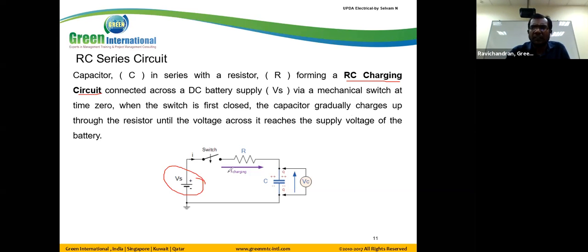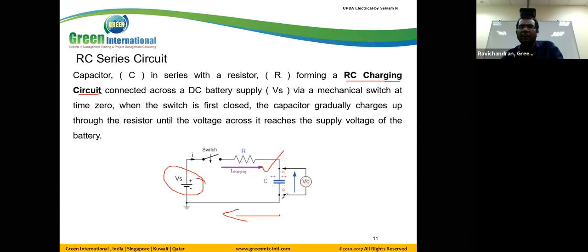Another thing, for charging, the current direction is like this. For discharging, the direction is like this, because the source voltage is now the capacitor voltage. Let me discuss that in the next step.